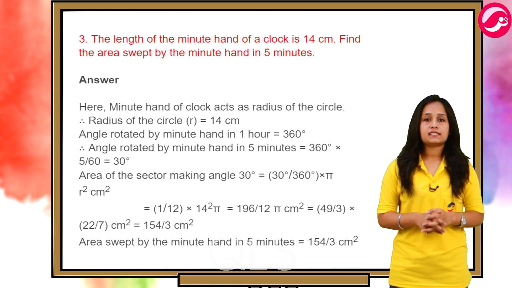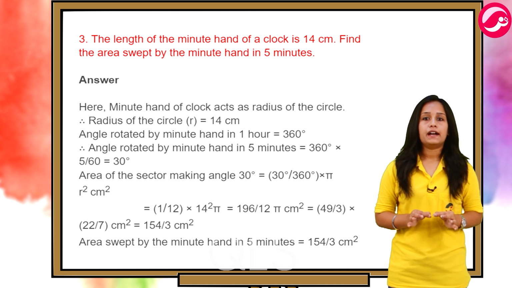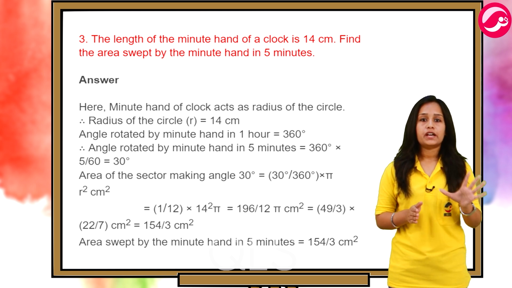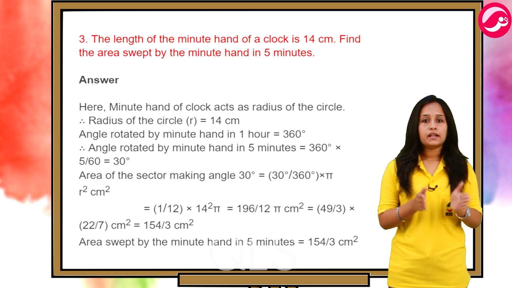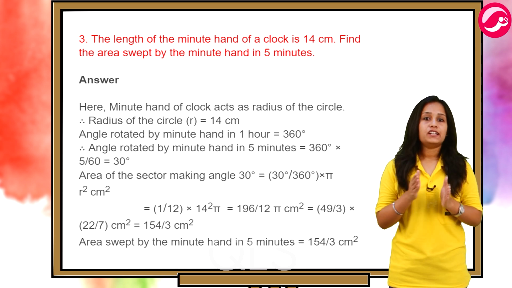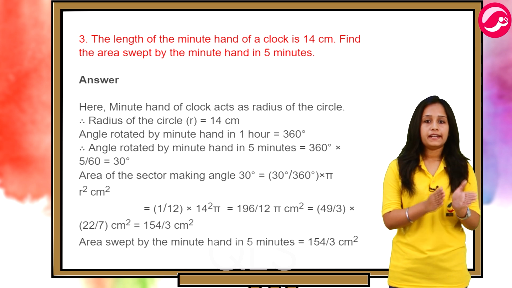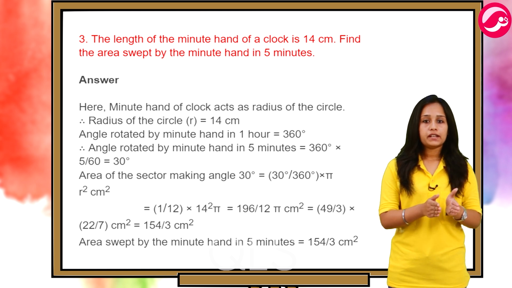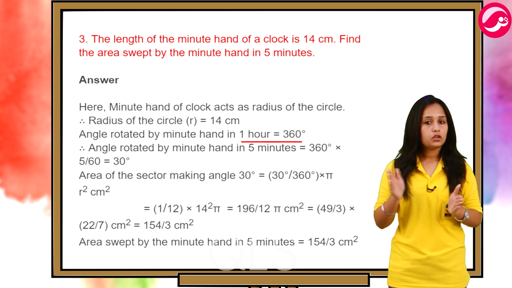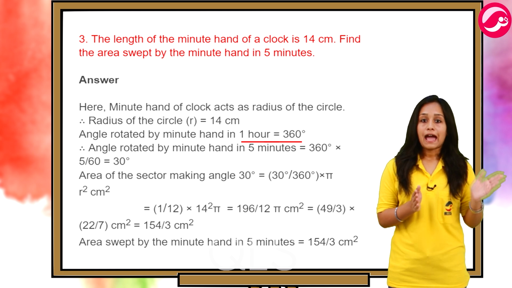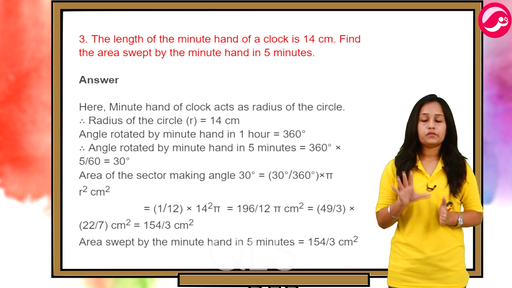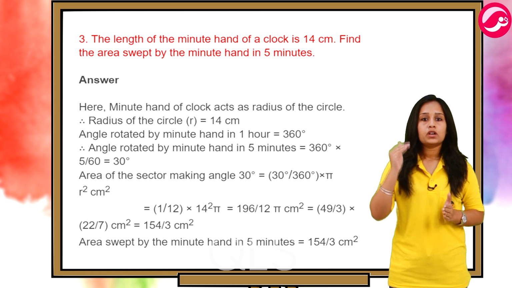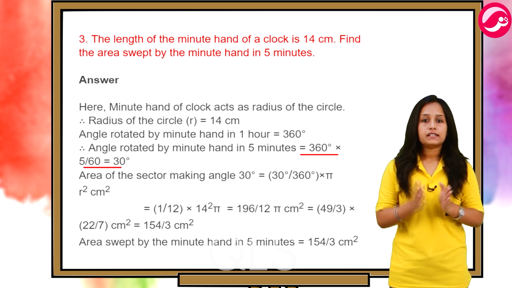Our next problem says that the length of the minute hand of a clock is 14 centimeters. We have to find the area swept by the minute hand in 5 minutes. Here the minute hand of the clock acts as the radius of the circle. Therefore the radius of the circle r is equal to 14 centimeters. The angle rotated by the minute hand in 1 hour is equal to 360 degrees. Therefore the angle rotated by the minute hand in 5 minutes will be 360 into 5 by 60, that is 30 degrees.